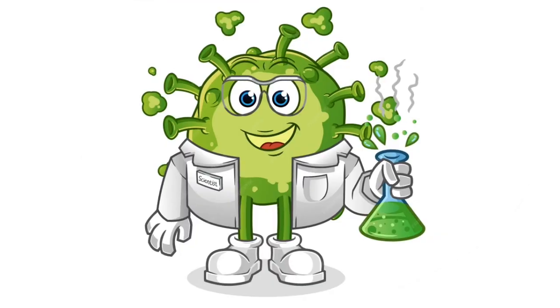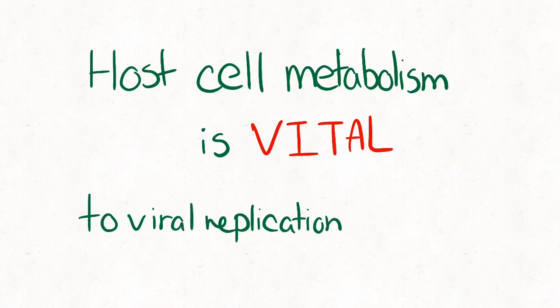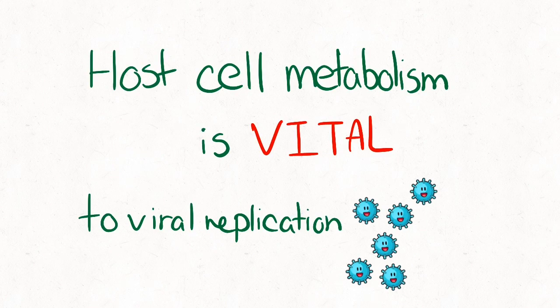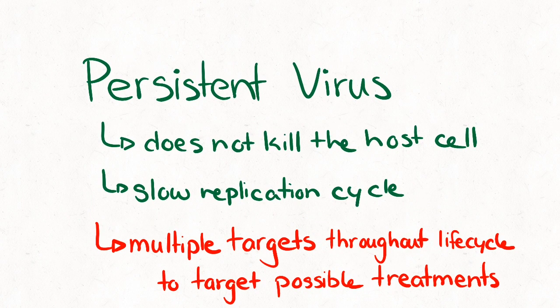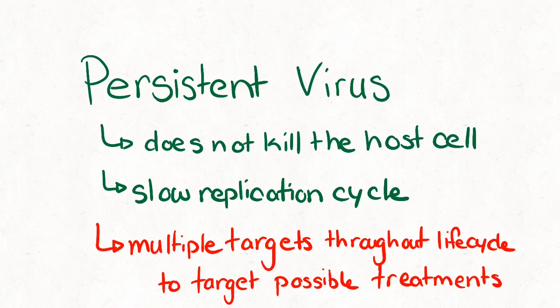Okay, so why is this specific research important? That's because we can exploit the virus's dependency and interactions with the mitochondria to develop potential new antiviral treatments, especially because we know that the host cell metabolism is vital to viral replication. We also happen to know that HCMV does not actually kill the host cell because it is a persistent virus, and it also happens to have a very slow replication cycle. These two factors allow for multiple potential drug targets throughout its life cycle to find a possible treatment.